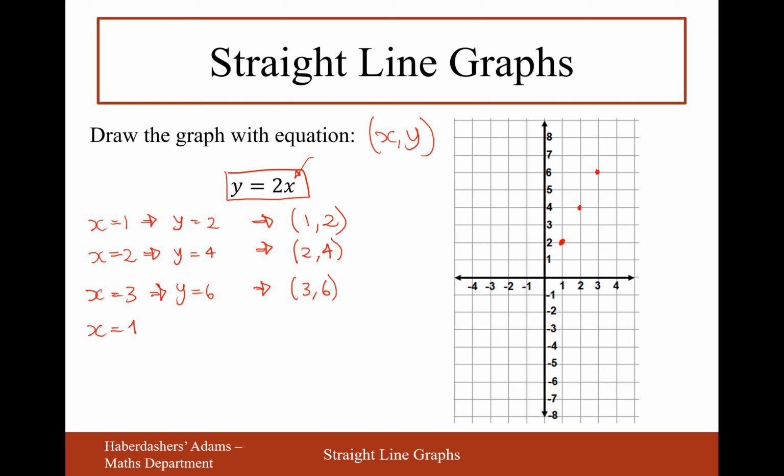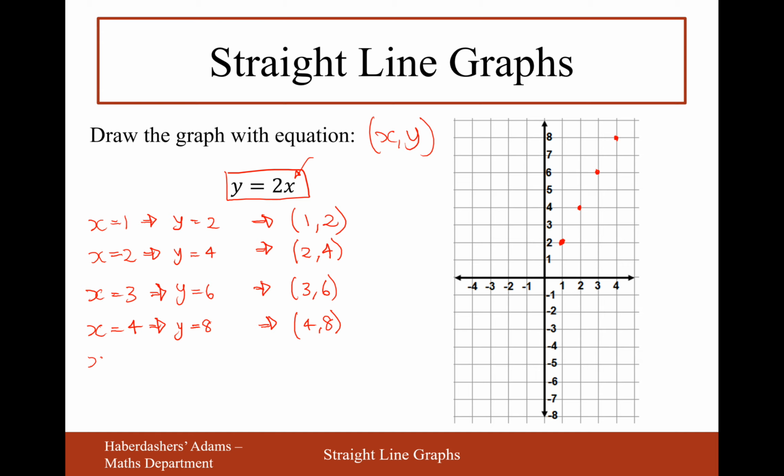Another one, x equals 4. Maybe you might want to try this in your head before I get to the answer. 4, we take the number 4 and we put it into the x position in the equation. 2 times 4 is 8, so the y coordinate would be 8. So the total coordinate, x part will be 4, y part will be 8, so it would be 4, 8.